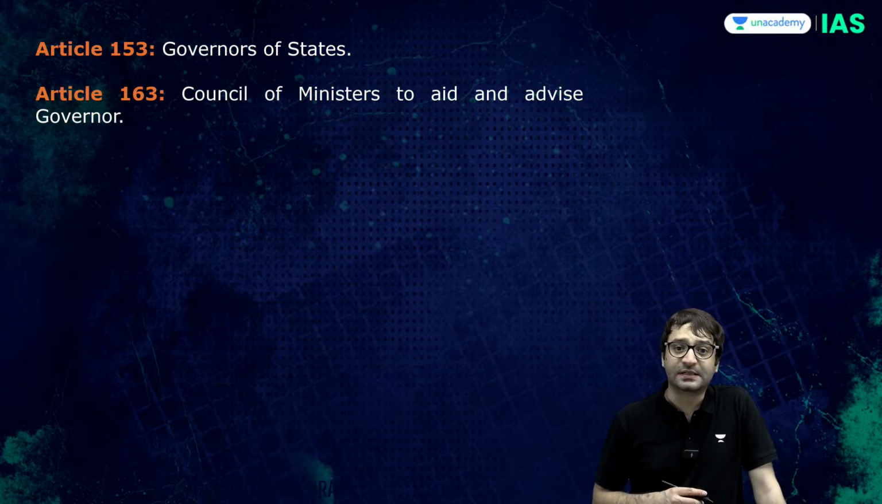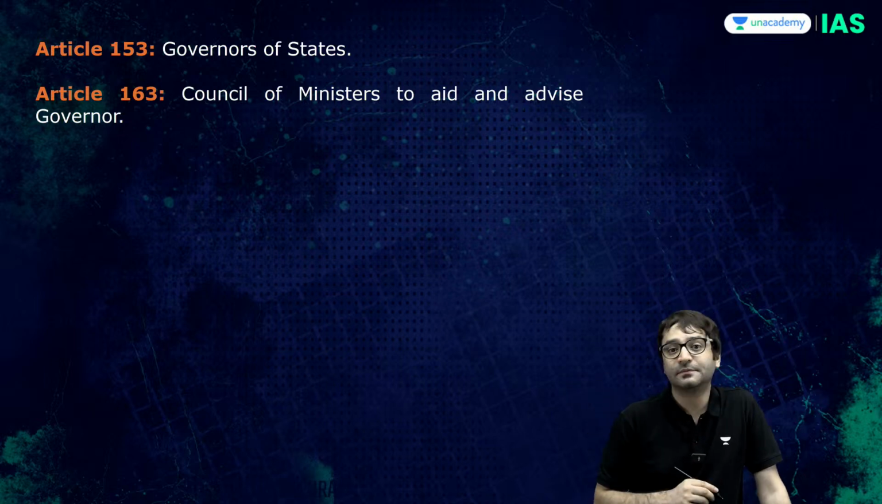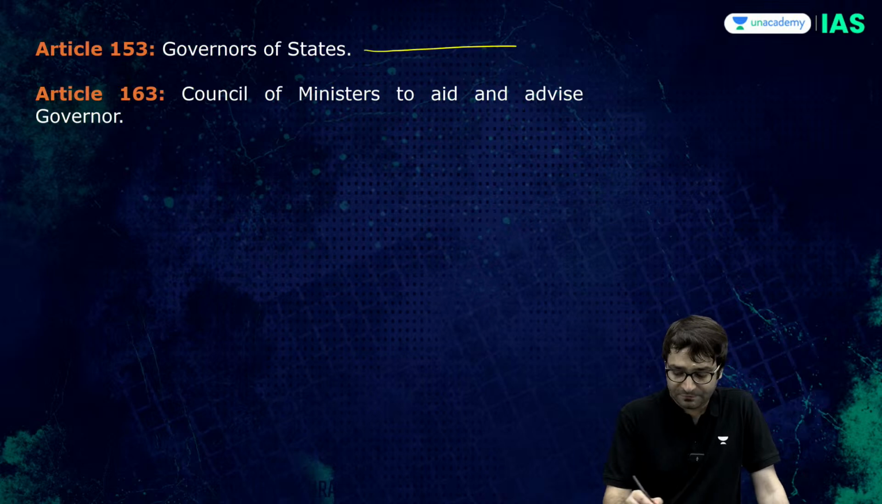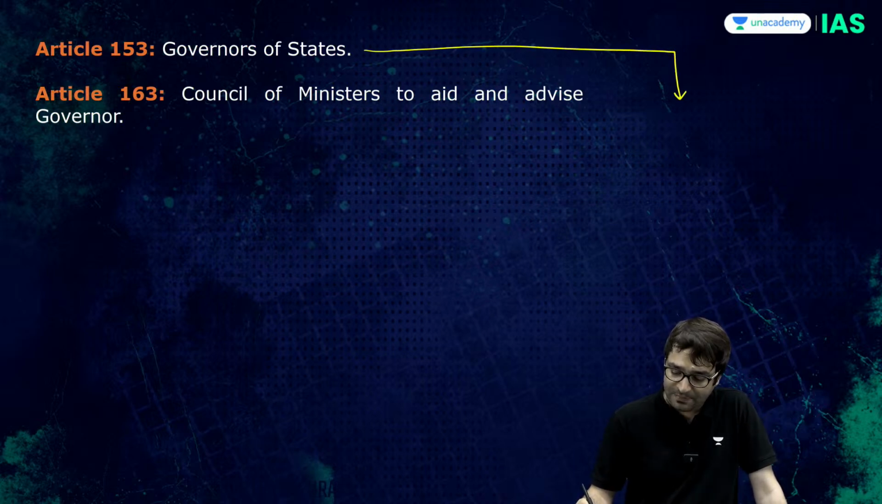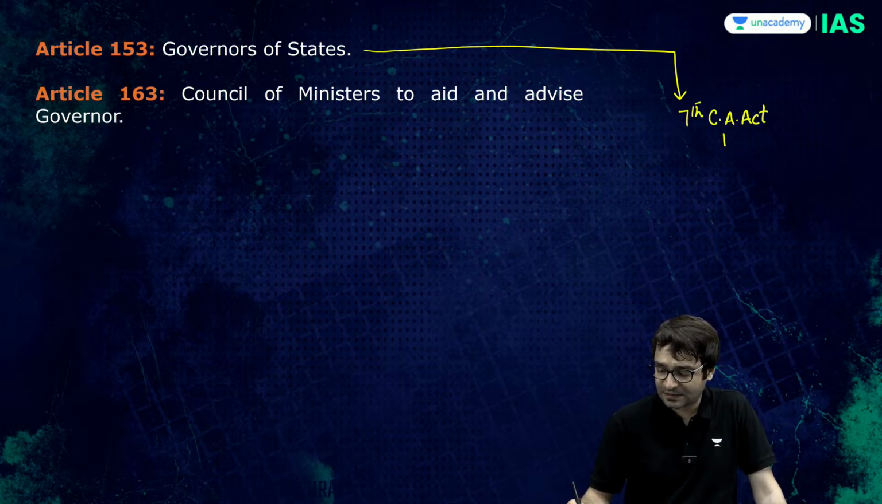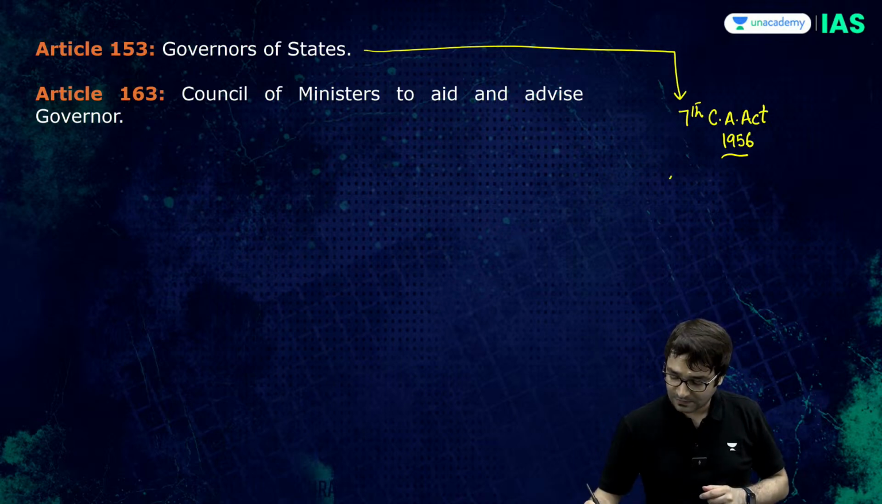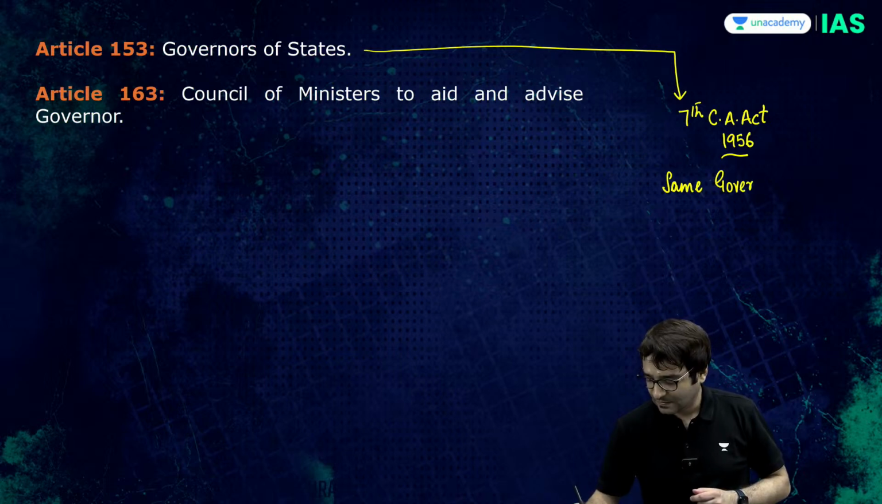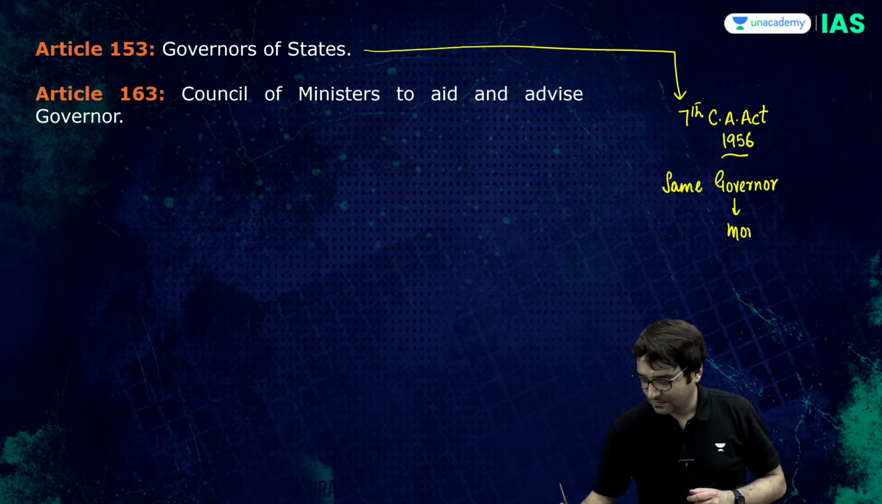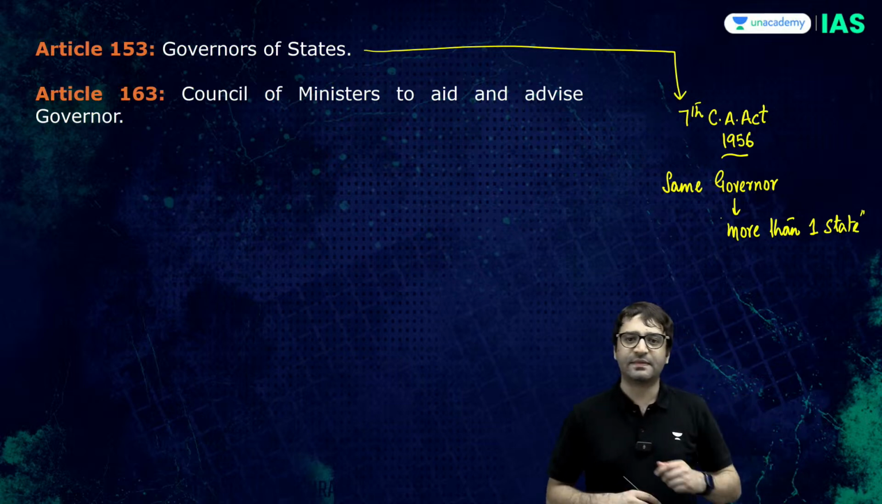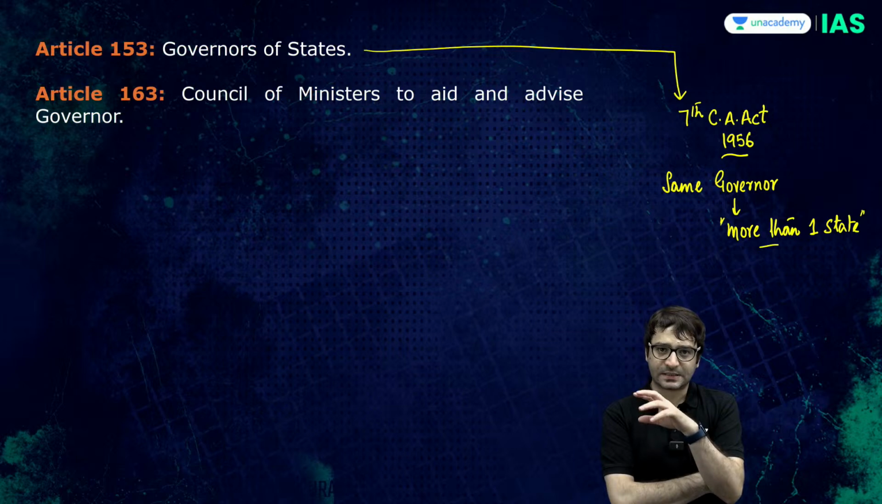Article 153, Governors of States. The governor shall be appointed by the president. But it is this Article 153 which was amended via the 7th Constitutional Amendment Act 1956, which says the same governor can be appointed to more than one state. That was not originally mentioned in the Constitution. That was added by the 7th Constitutional Amendment Act 1956. Clear? Since governors have been in the news, this can be important.